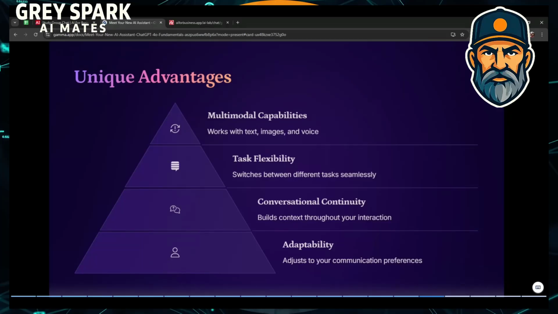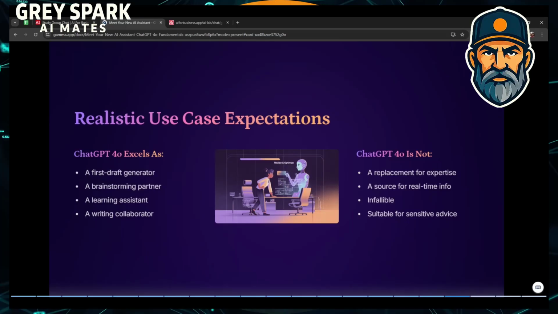Now, on saying that, we should set some realistic expectations. ChatGPT excels as a first draft generator that you then refine and improve yourself. It's great as a brainstorming partner for exploring ideas. It's great as a learning assistant. It can train you in what it knows, and it can explain concepts in multiple ways, so you can come at things from different angles until you understand it. And it's also a writing collaborator that helps you structure and add clarity to your writing.